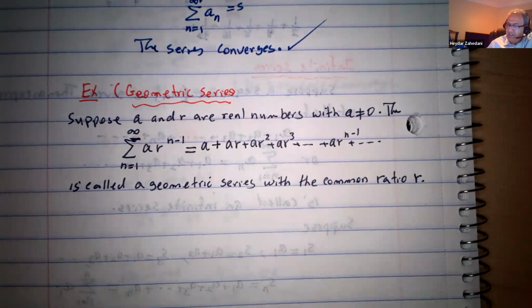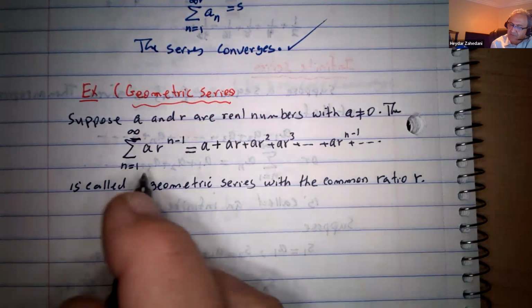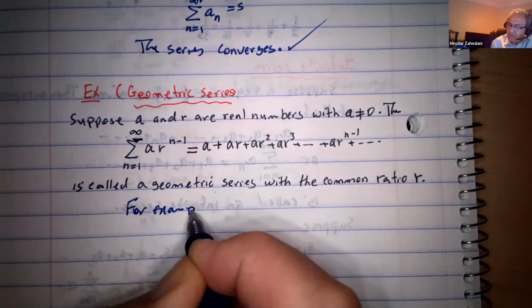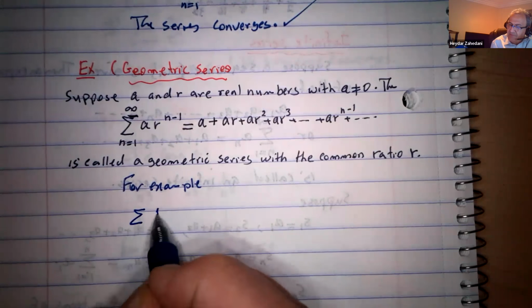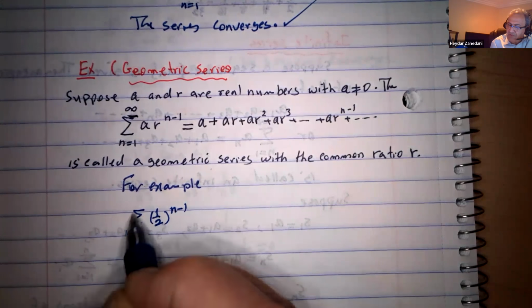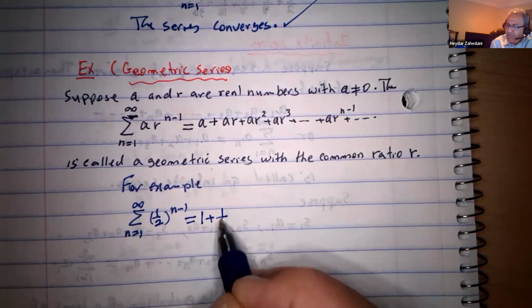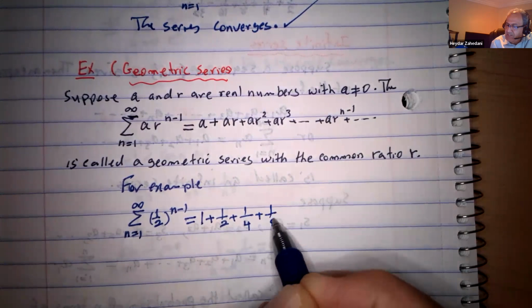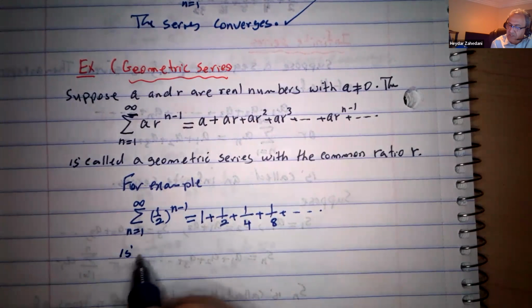I give you an example. For example, say you have sigma of 1/2 to the n minus 1, n from 1 to infinity. So the terms would be 1, 1/2, 1/4, 1/8, etc. So this is a geometric series.